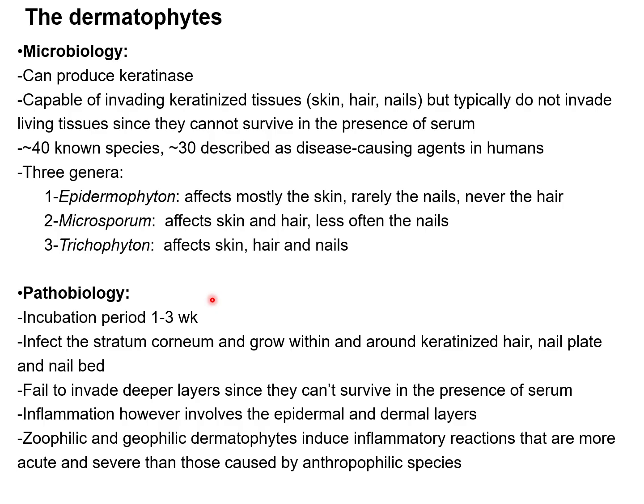There's growth within and around keratinized hair, nail plate, and the nail bed, with no deeper infection because of the serum inhibitory factor, which is very likely to be transferred. However, despite the fact that invasion by the organism doesn't go deeper, the inflammation does. And in some cases, you'll see the inflammation affecting deeper epidermal and dermal layers.